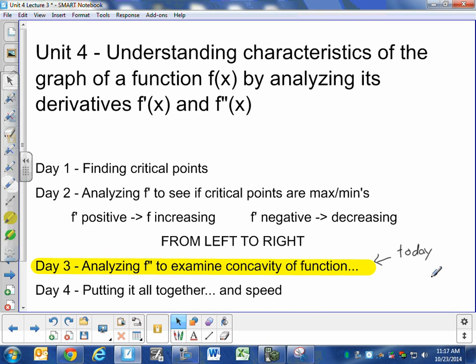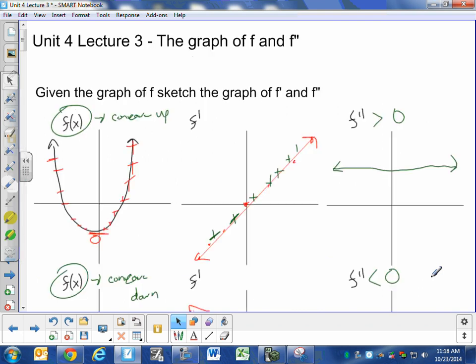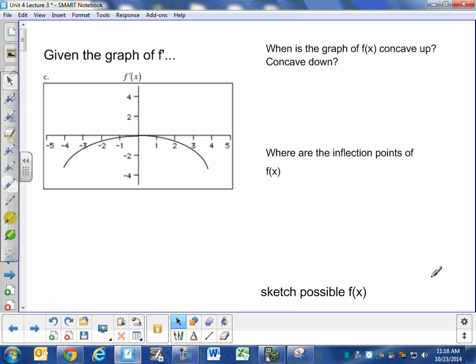Day 3, today, we will analyze the second derivative to examine the concavity of a function. Okay? So that's Unit 4, Lecture 3. It is analyzing f double prime to examine the concavity of f. And Day 4, which will be on Monday, we will put it all together, and we'll talk about speed and more of your position, velocity, acceleration graphs. And it's all related.